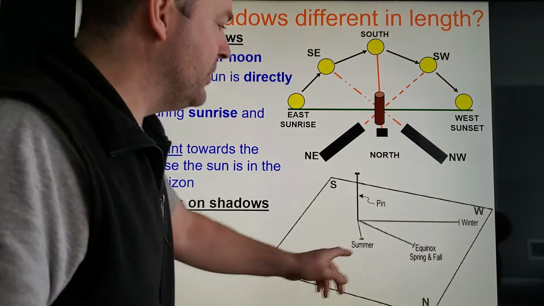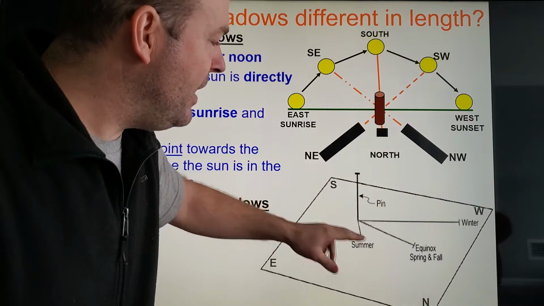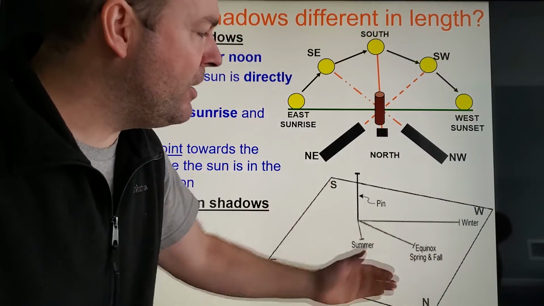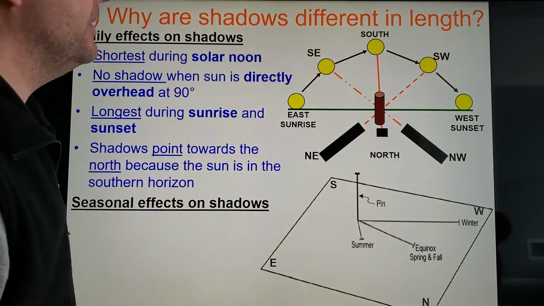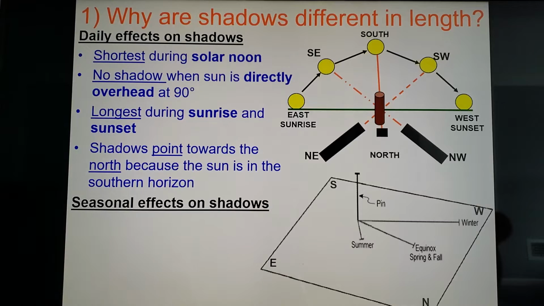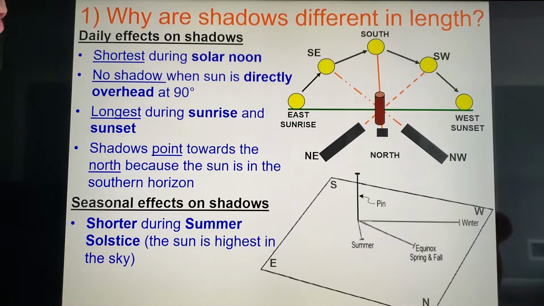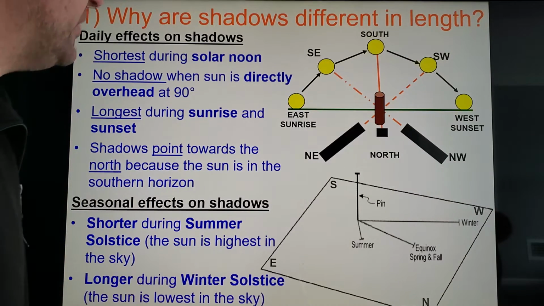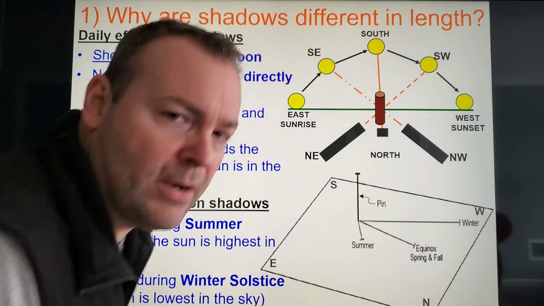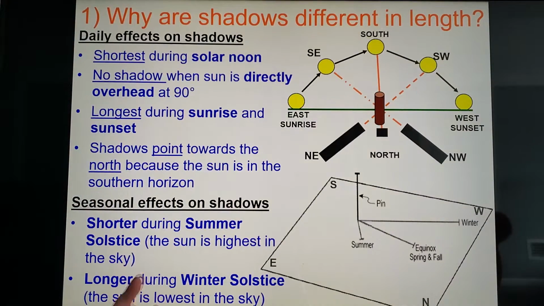Okay, this is showing you a simple little setup you can do with a pin and a piece of paper. And throughout the day, you can mark where the shadow is. And of course, you're creating your own face of a clock in a sense. Okay, the seasonal effect on shadows are similar, right? In the summer, the sun is higher, so our shadows will be shorter. And in the winter, of course, the sun is lower, so your shadows will be much longer on the average, right, throughout the day. So make sure you get that into your notes there.